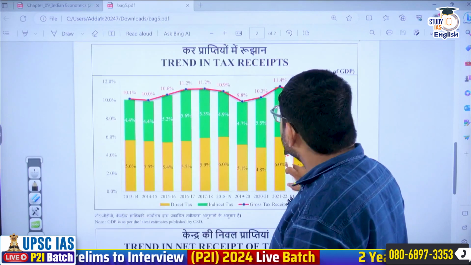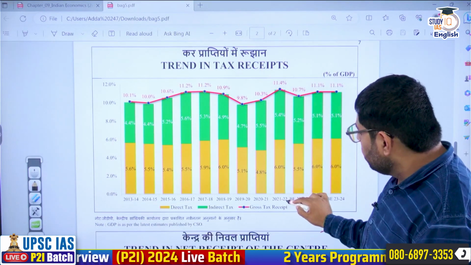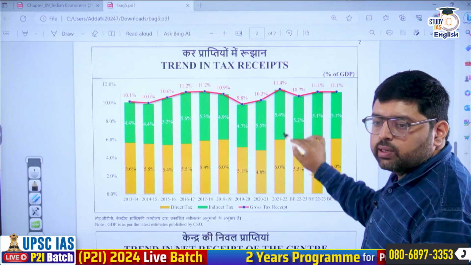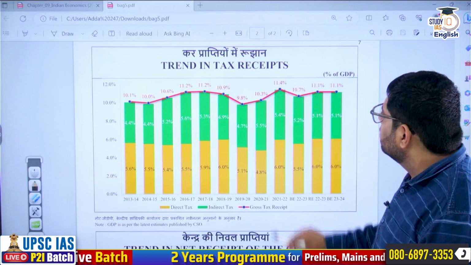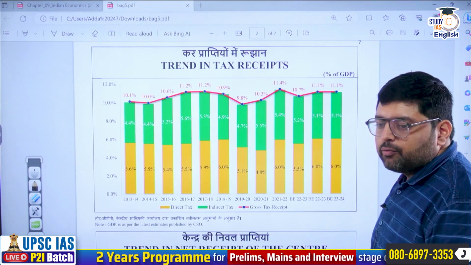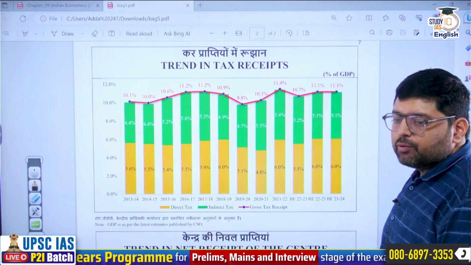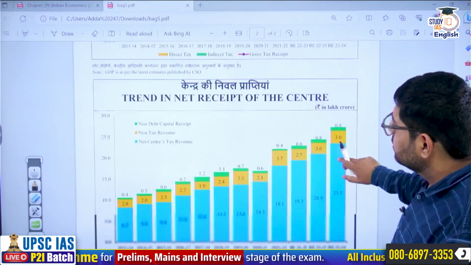You can see here also that 21-22, that is the COVID time period, is 11.4% of GDP. Now, can anyone tell me why it is 11.4% of GDP? You have to tell me in the comment section.